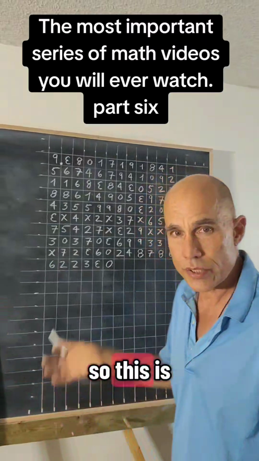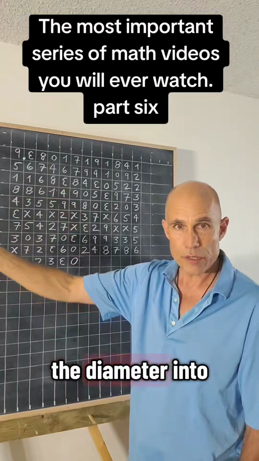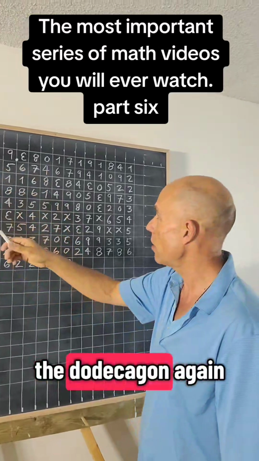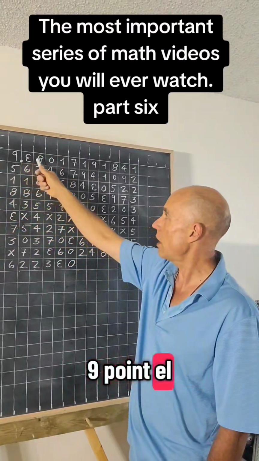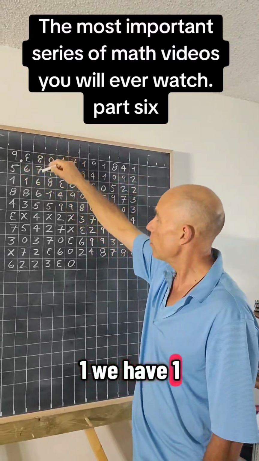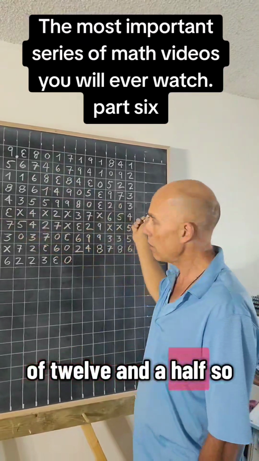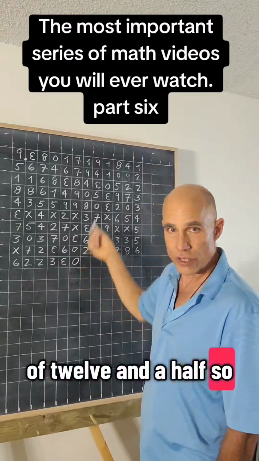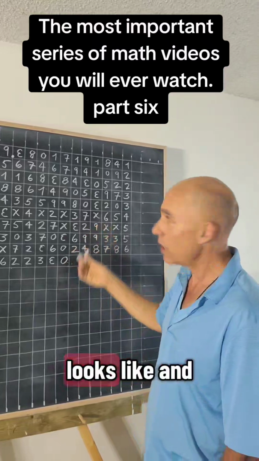All right, so this is the number that you get when you divide the diameter into the perimeter of the dodecagon. Again, it's a square root. Starts out 9.L8017191.841. We have 1, 2, 3, 4, 5, 6, 7, 8, 9 rows of 12 and a half. So there's that 9 do 6 right there. That's what it looks like.